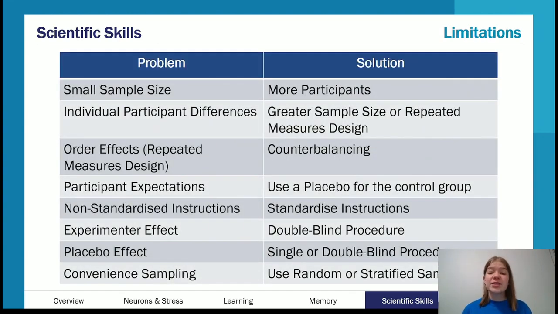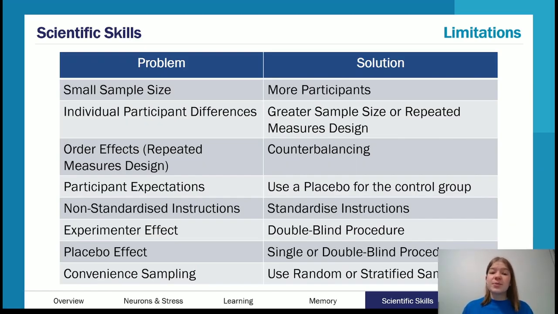Often you might have some kind of scenario where you need to consider the various different limitations that an experiment has and suggest a solution. Some of them are pretty straightforward. So for example, if you have a small sample size, then you want a larger sample size, right? So get more participants in.